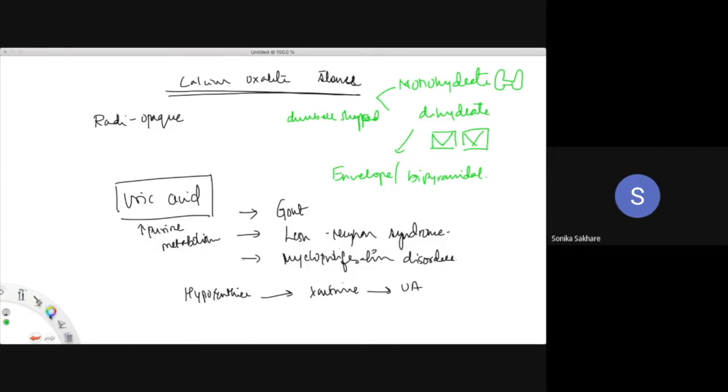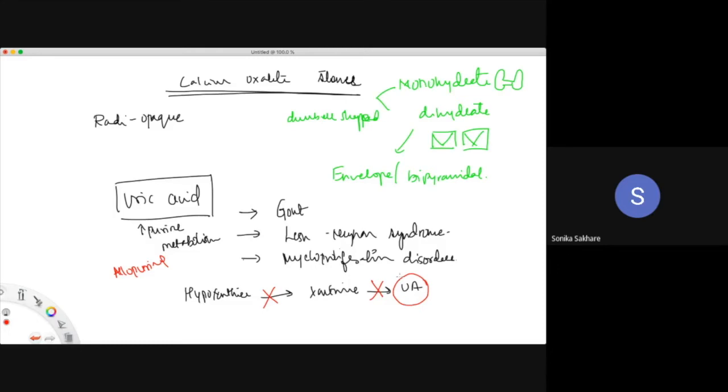So you just mentioned a drug. What is that drug name? Allopurinol. What does allopurinol do? It blocks the pathway from hypoxanthine, so you will not have any uric acid. If you don't have uric acid, you will not have the stone formation. So uric acid stones will not be formed.